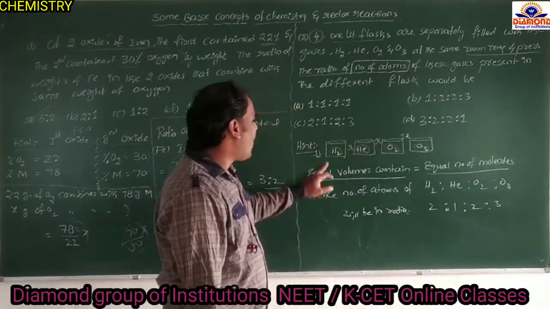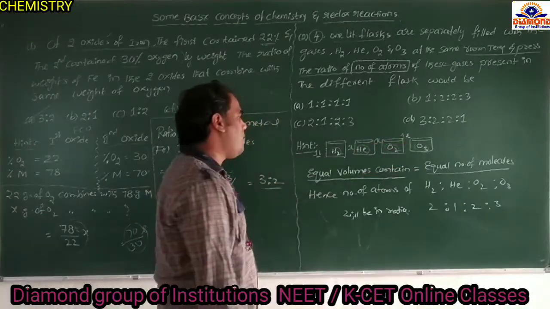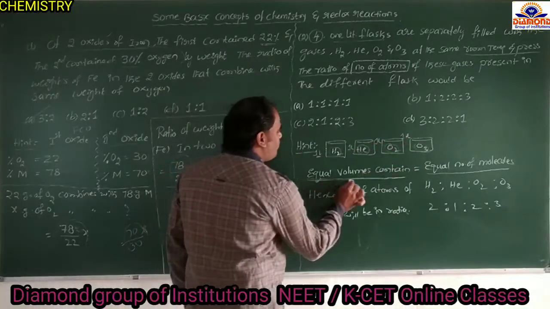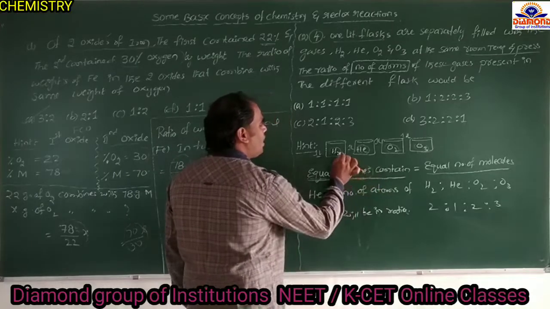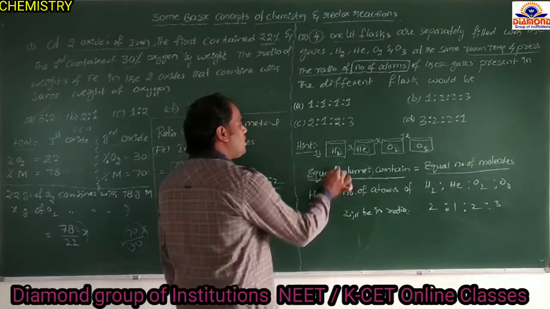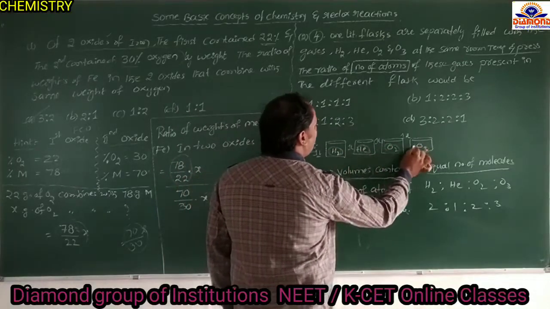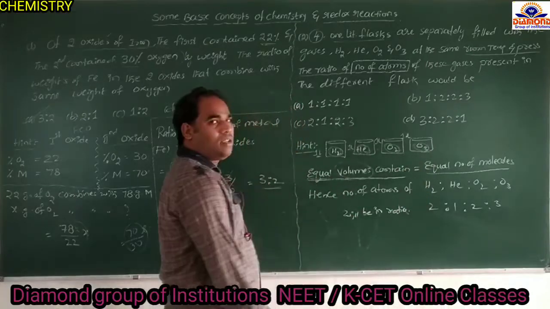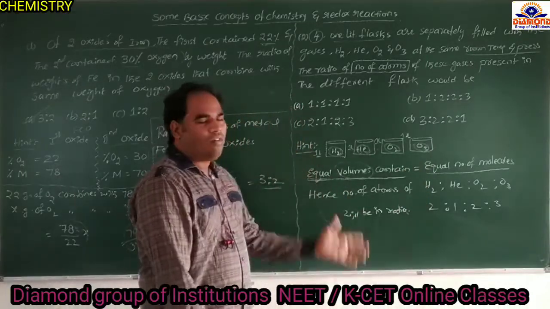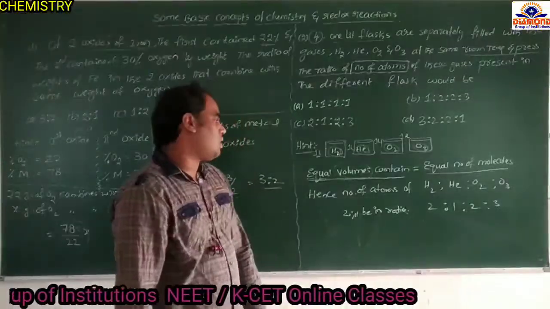So here volume is same, 1 liter each. Equal volume means same volume, and it contains equal number of molecules. Means the hydrogen molecule, helium molecule, oxygen molecule, ozone molecule numbers are same. Why? Because volumes are same. Equal volumes contain equal number of molecules.